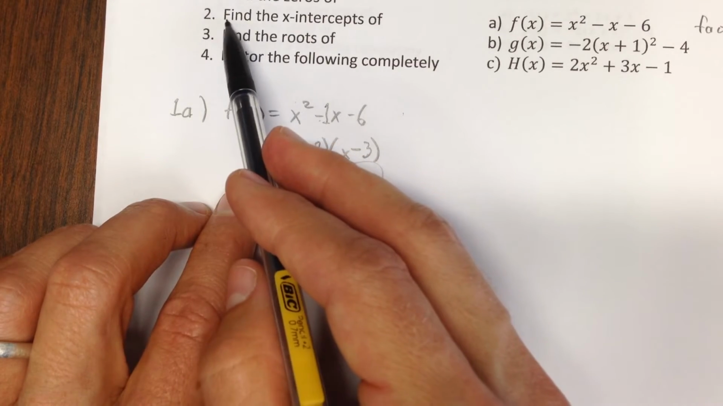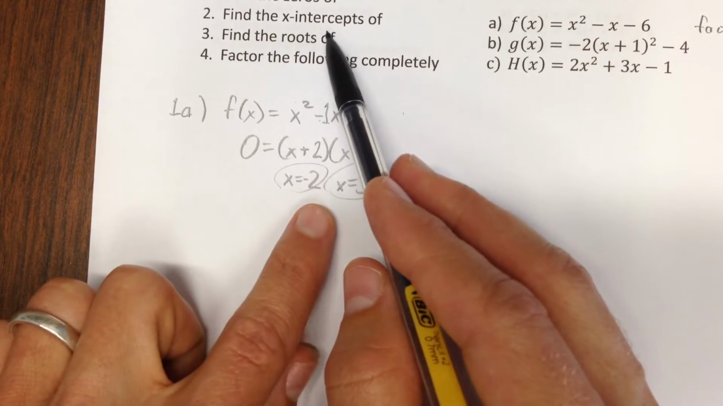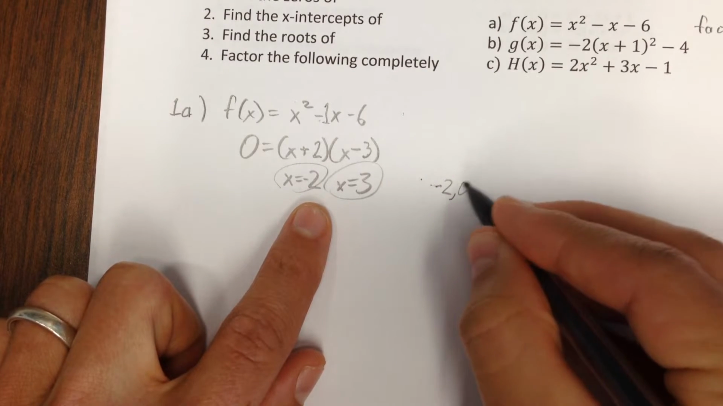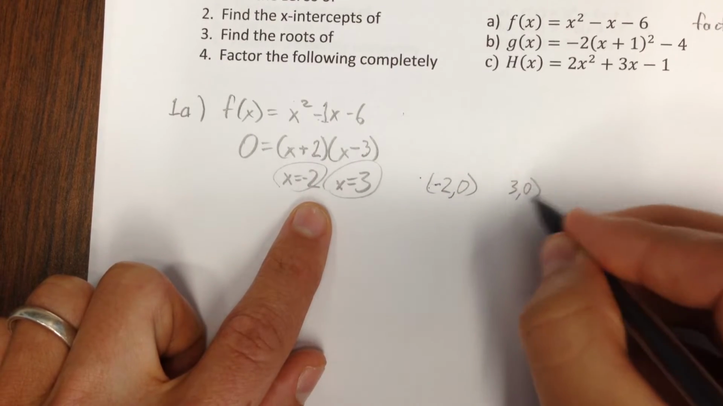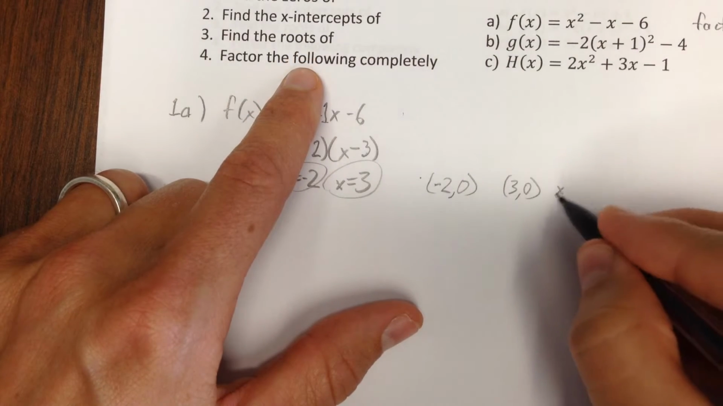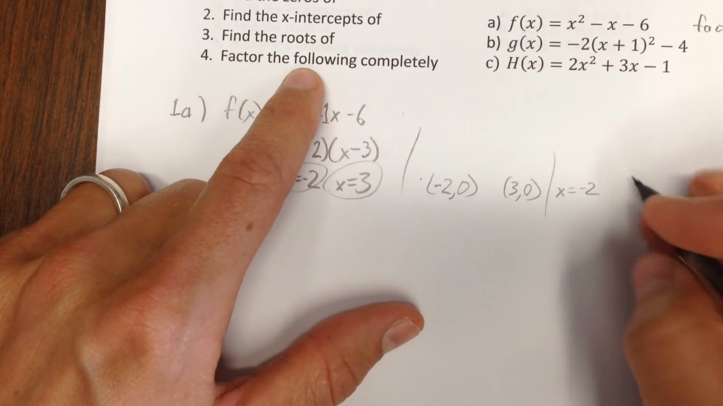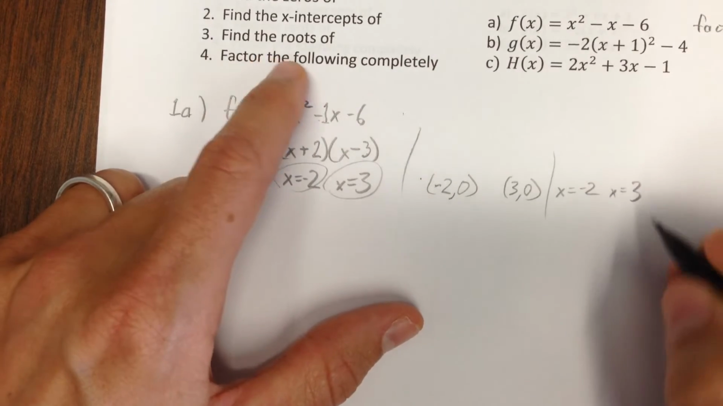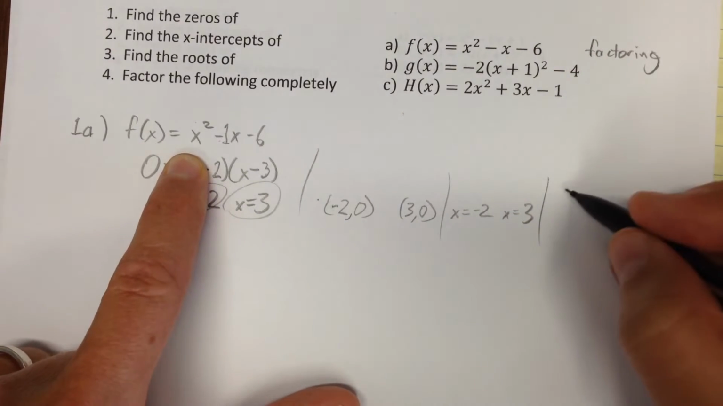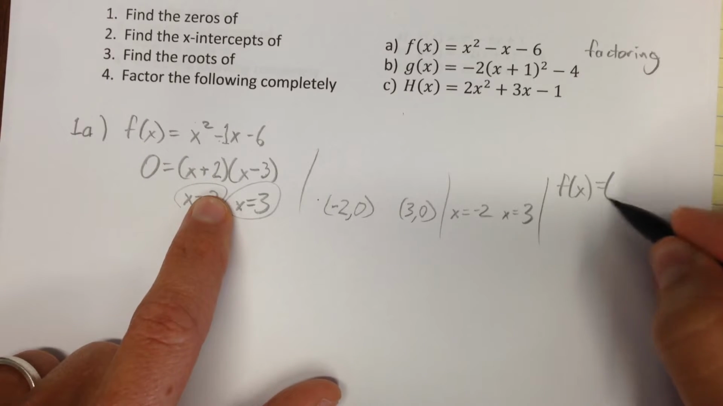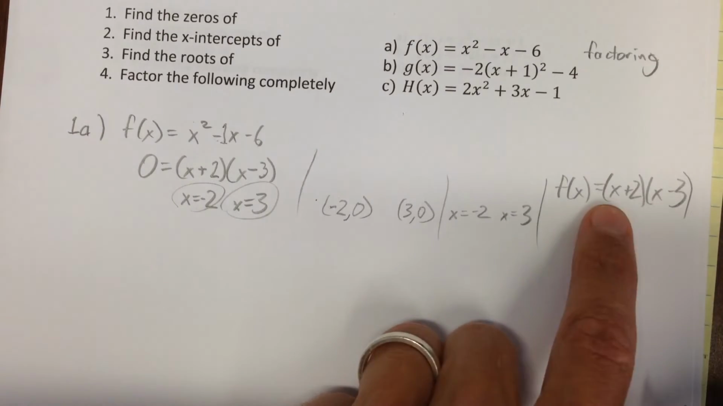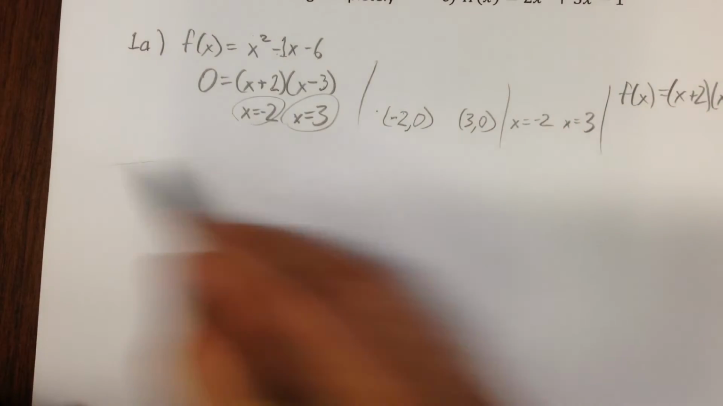Now if you were doing problem 2a, you would say the x-intercepts are negative 2, comma, 0, and 3, comma, 0. Those are points where you intercept the x-axis. The roots, you could say, are x equals negative 2 and x equals 3. If you want to factor this completely, you could say f of x equals x plus 2 times x minus 3. That's called a complete factorization. Okay, so on to the second.